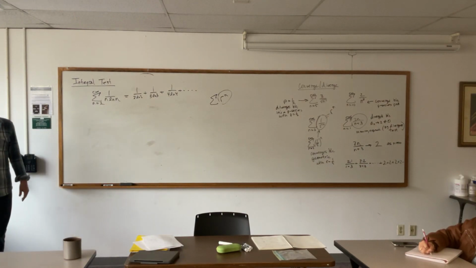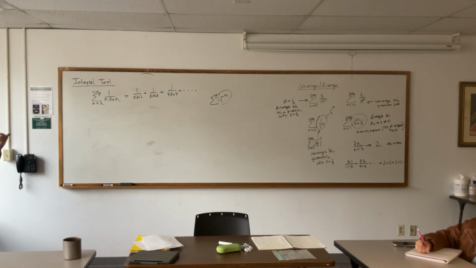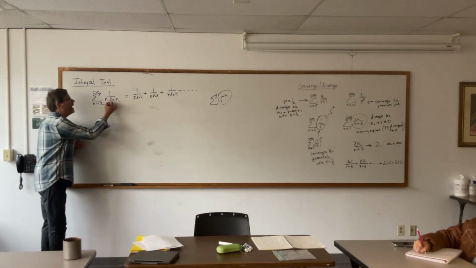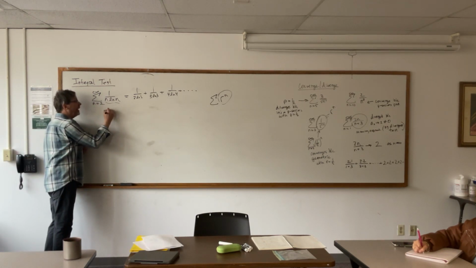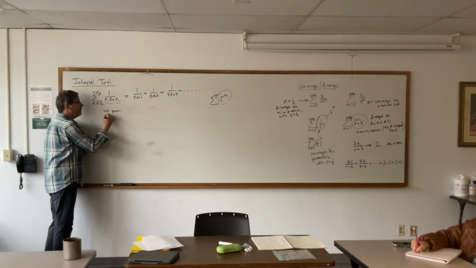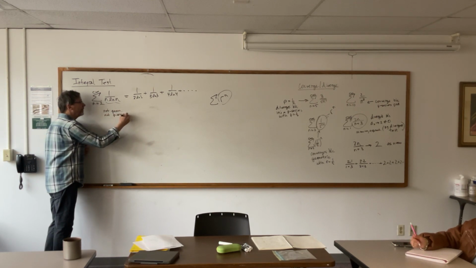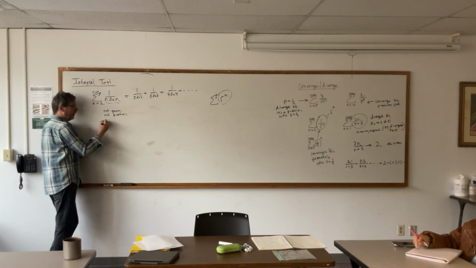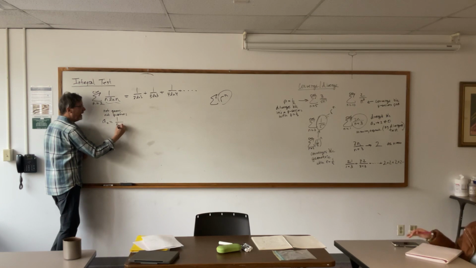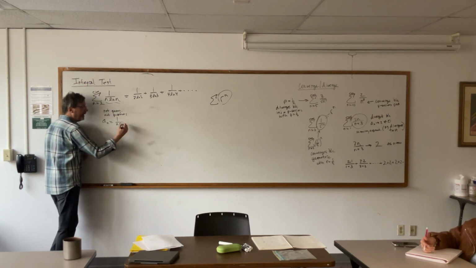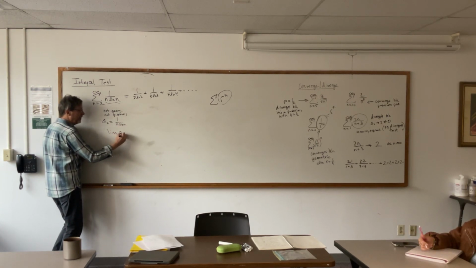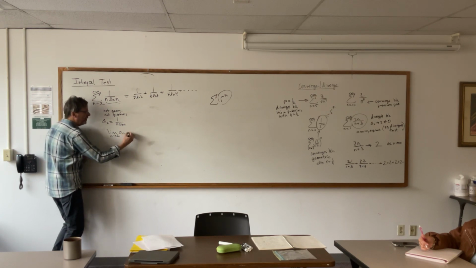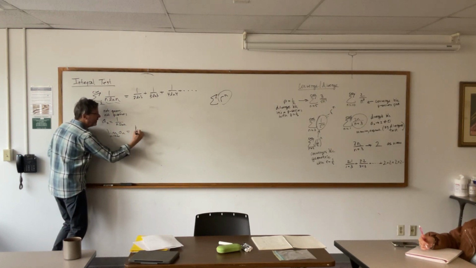That is a pretty weird series. One thing I know is it's not geometric because there's no exponent. It's not a p-series because this screws that up. Let's check out the nth term test. So a sub n is 1 over n natural log of n. When I take that limit as n goes to infinity, what is that limit?